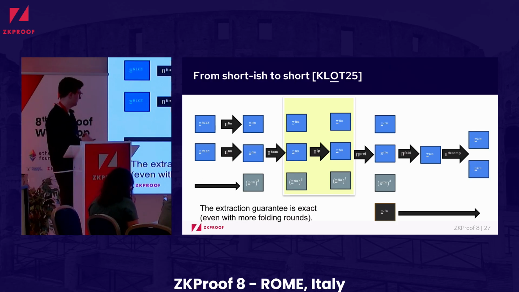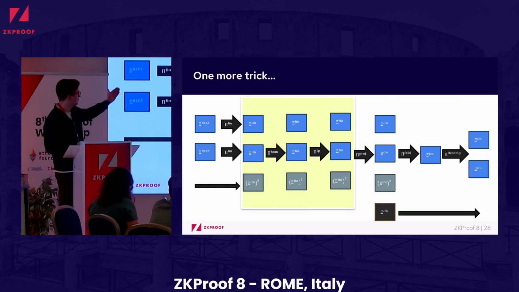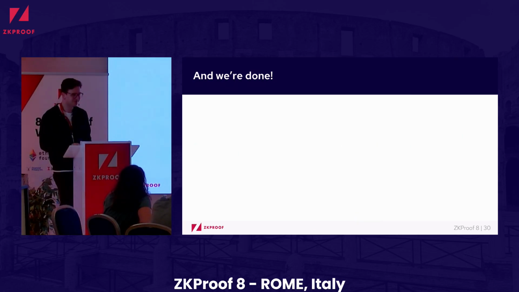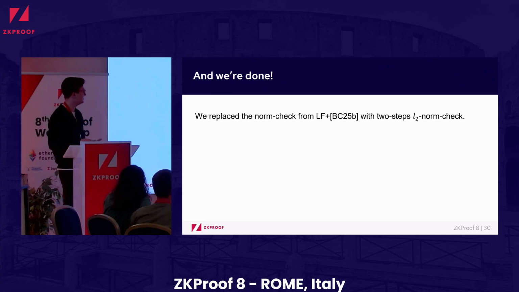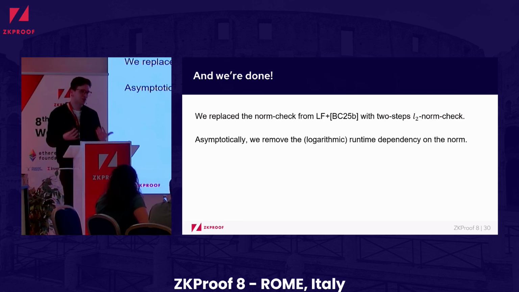rounds of the protocol. One more trick: if we do sum checks, for example in this homogenization and in the inner product, we can batch those sum checks into a single protocol so that we have only one round of sum check, and we're done. With those tricks, we design a folding scheme which replaces the expensive norm check of LatticeFold Plus, but also LatticeFold, with the 2-step L2 norm check. And asymptotically, we remove the dependency of the prover and verifier on the norm.